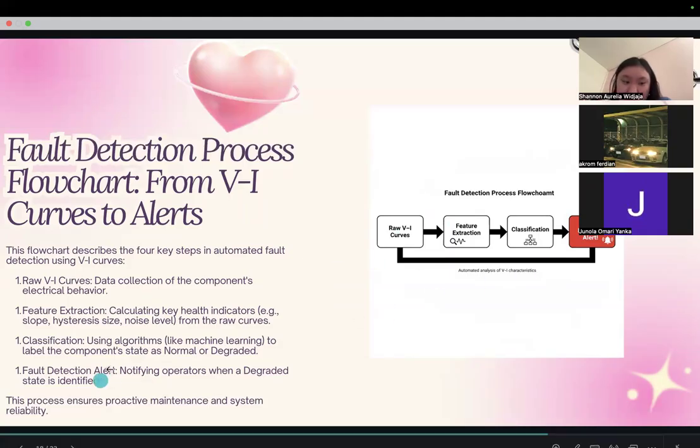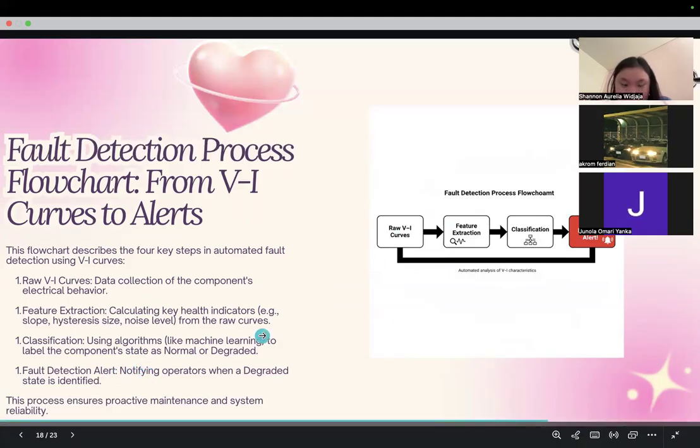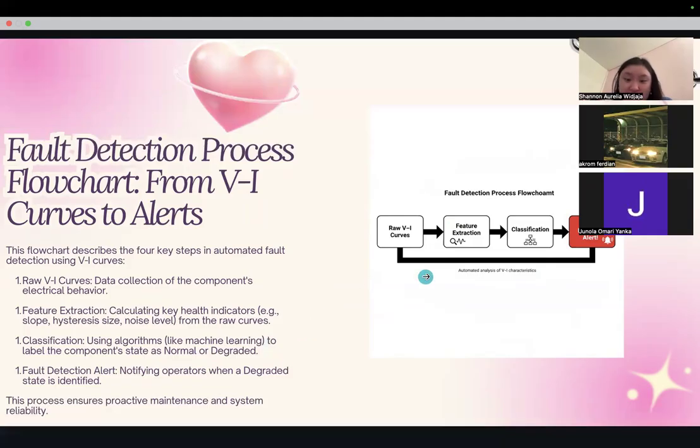And then the fault detection alert notifies operators when a degradation state is identified. So if it's degradation, then it will alert the system. So this ensures proactive maintenance and system reliability.